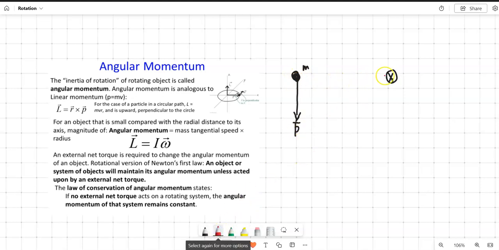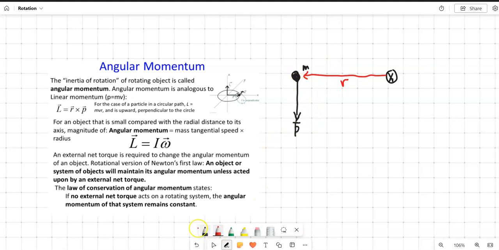Right here, this mass is a distance r away, and I'm drawing the right hand rule. You'd point your index finger along r and point your middle finger along the momentum, and if they're both at 90 degrees to each other, your thumb should be pointed at your own face. So this would be a positive angular momentum, right?